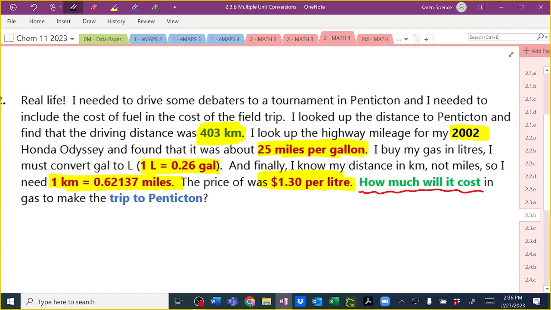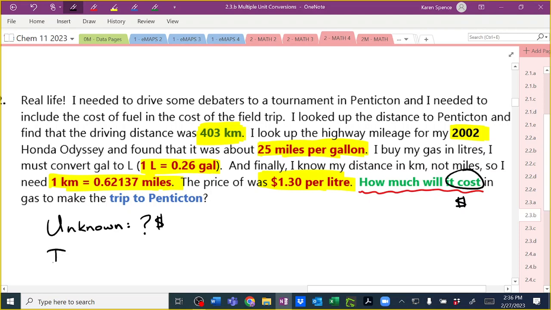You need to find your unknown. What is your unknown? How much will it cost? What do we measure cost in? Dollars. Okay, so the unknown is I don't know how many dollars.